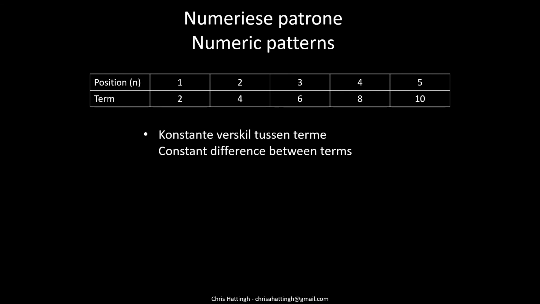So how do I find the constant difference between terms? You take the second term and you subtract the first term from it. Or you can take the third term and subtract the second term from it. Or any consecutive terms, if you subtract them from each other, you'll find the constant difference. In this example, it is 2. When the difference between all the terms is 2, it's a constant difference.